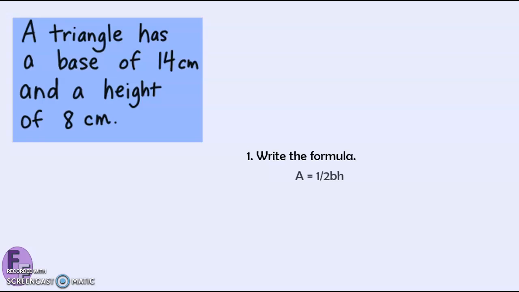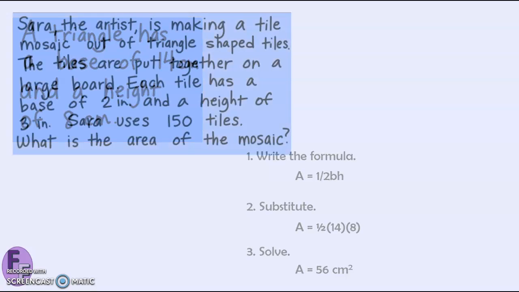A triangle has a base of 14 centimeters and a height of 8 centimeters. Again, write the formula, 1/2 base times height. Substitute in the base and the height. It tells you the base is 14 and the height is 8. Multiply together and you get 56 centimeters squared.